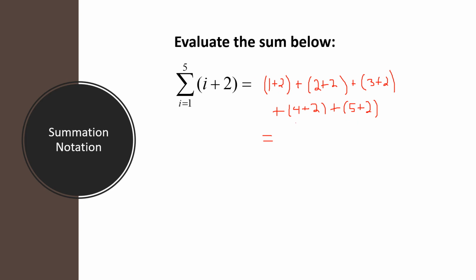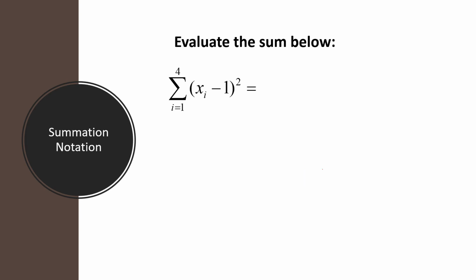First we do 1 plus 2 is 3. 3 plus 2 plus 2 is 4. Plus 3 plus 2 is 5. Plus 4 plus 2 is 6. And then we have 5 plus 2 is 7. So we add up these, and that will be our summation, 25.